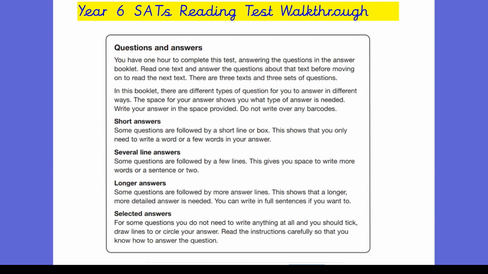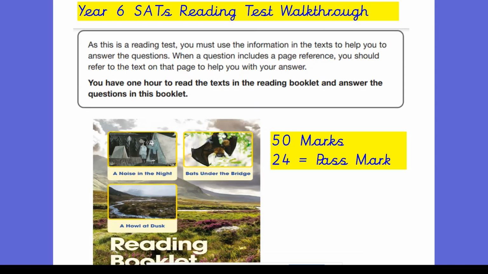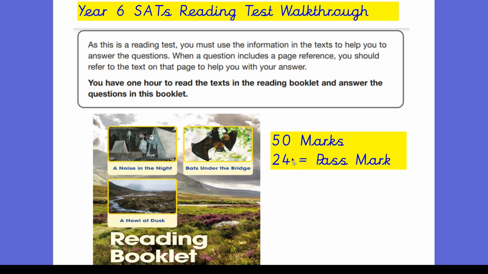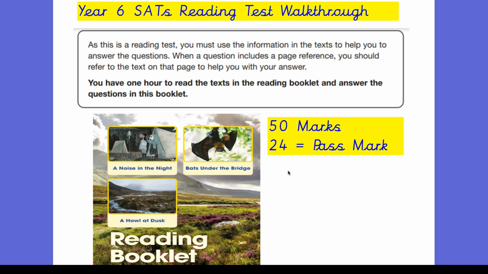The questions in the reading paper are made up of short answers, which could be just one word, several line answers where the children may be asked to explain their answer a little bit, and longer answers, and then sometimes selected answers where they may have to circle or draw lines. So the full marks for this test is 50, but the pass mark is usually between 24 and 26. Given that this is quite a tricky reading text, I think the pass mark was more around the 24 mark for this one.